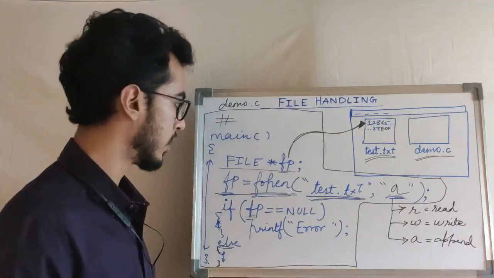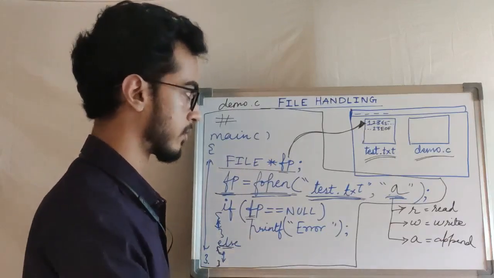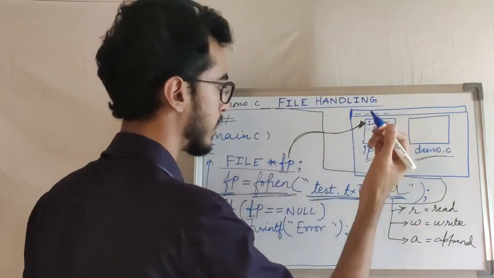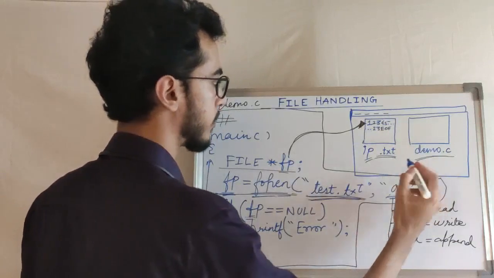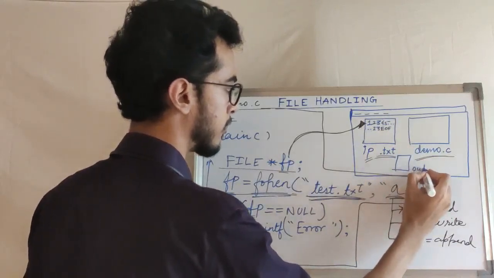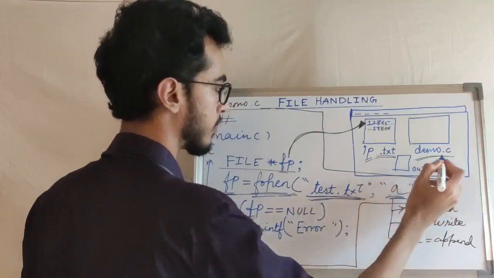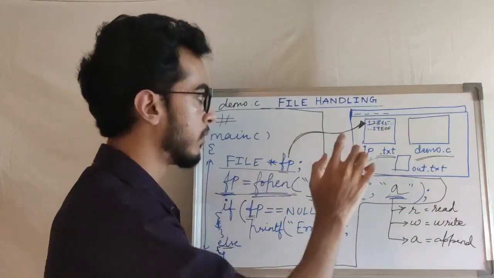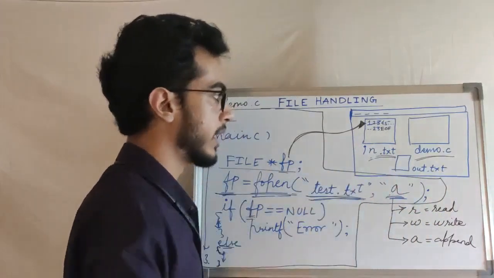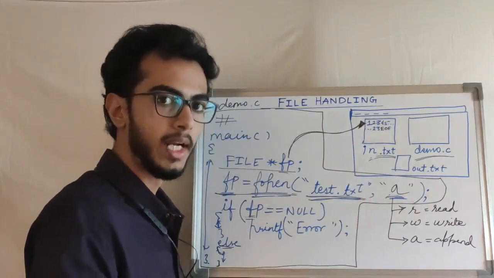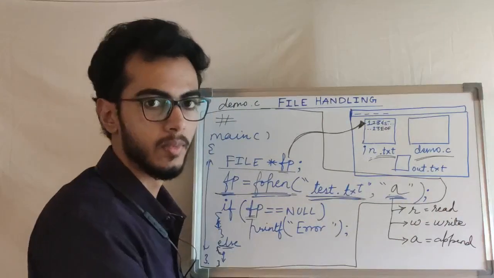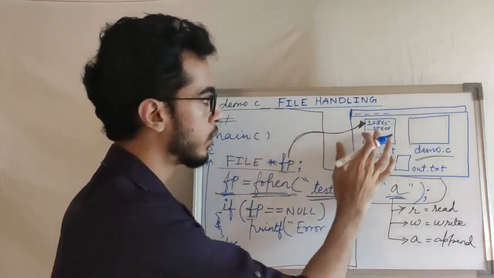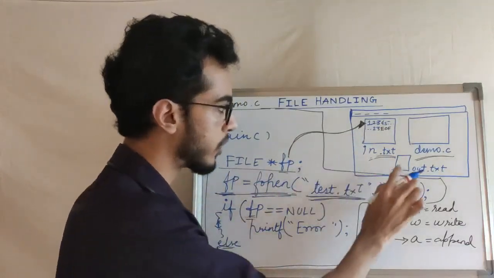Now let's say you have two files: one is in.txt, and one more file with the name out.txt. Let's say I want to read some data from in.txt, and I want to write some output on out.txt. Then you will have to create two pointers, one pointer that will point to your in.txt and one pointer that will point to your out.txt.